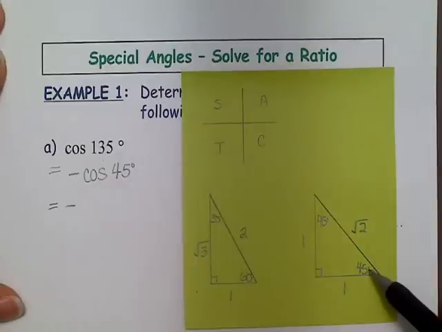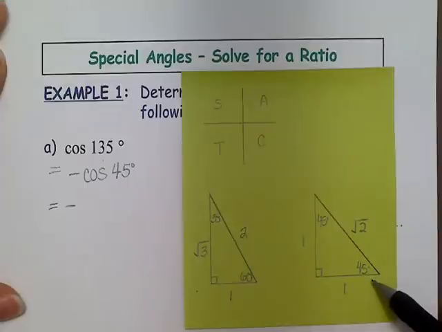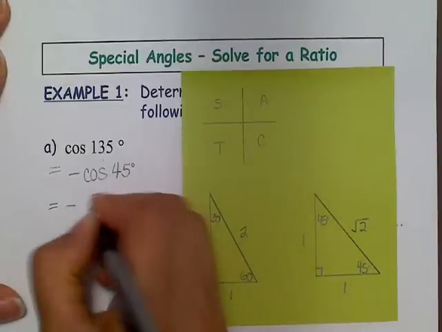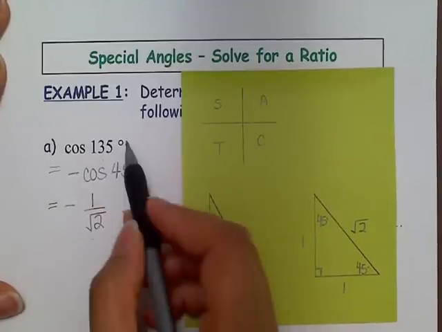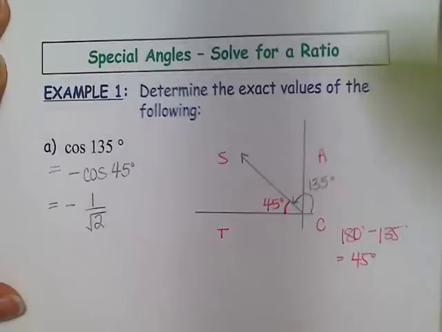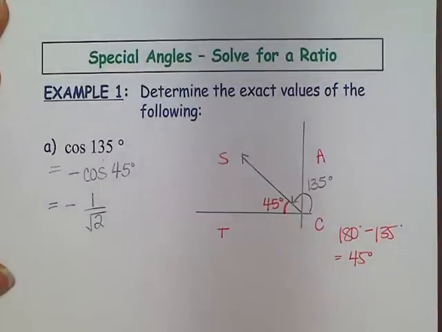So the negative part is still there. The cosine of 45 degrees is equal to the adjacent over hypotenuse side. So I'm looking at the 45, 45, 90 triangle. The ratio of the adjacent and hypotenuse side is 1 over root 2. Okay, there is the exact value of the cosine of 135 degrees.